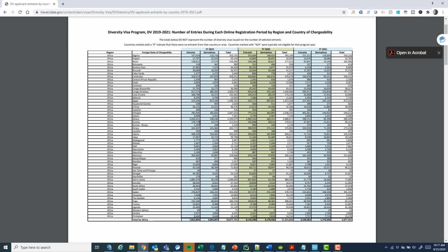Ghana had 2 million entries in 2019 with 238,000 derivatives, so 2.25 million people. Then similarly in 2020, 1.9 million, just over nearly 2.1 million people. But look at the drop in 2021. 298,000 entries, so 1.6 million entries less than in the previous year.